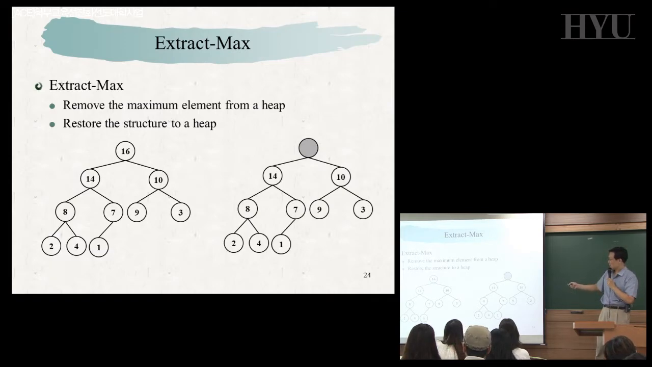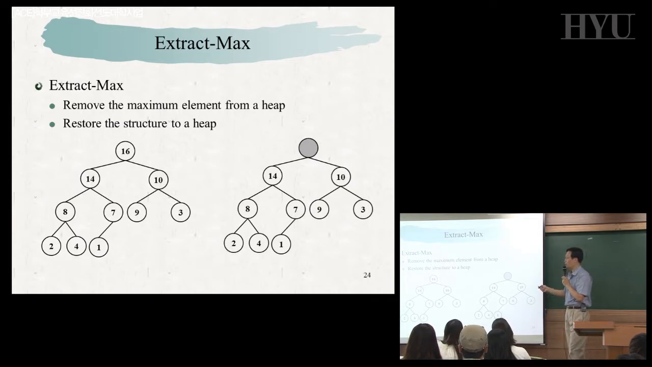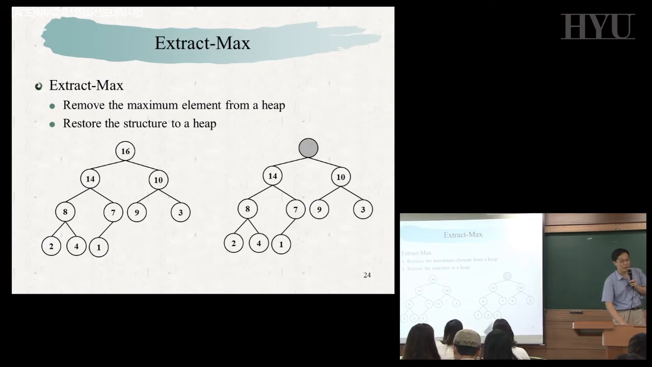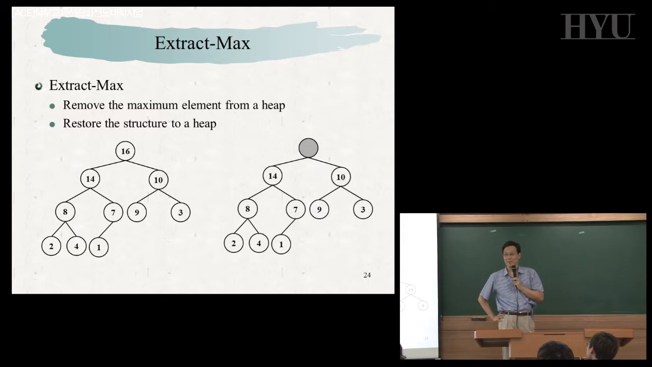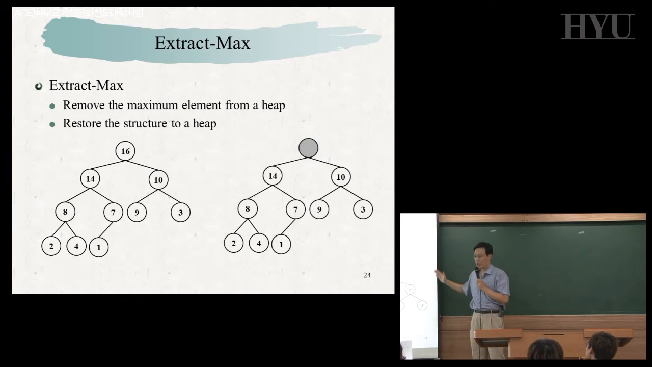But that's not all. Look at this. This is not a heap. So we have to restore the structure to a heap. That is the procedure of extract max. Then how can we change this into a max heap?